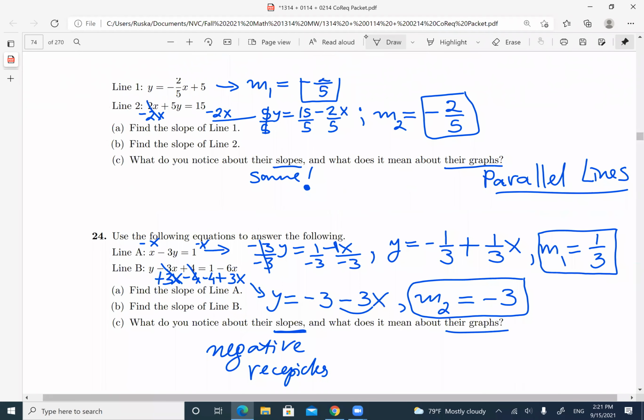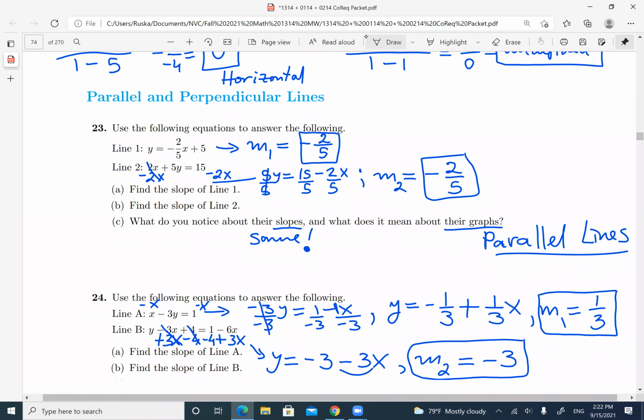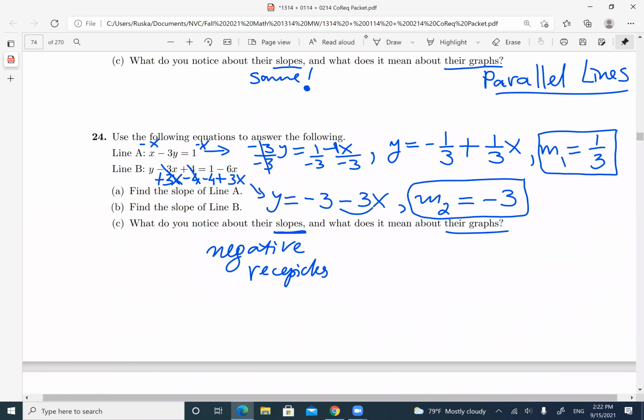Yes, so that's what you have. This is what you have for today. Perpendicular, it's not working again. Okay, so the two lines are perpendicular for number 24. And this is what we have for today.